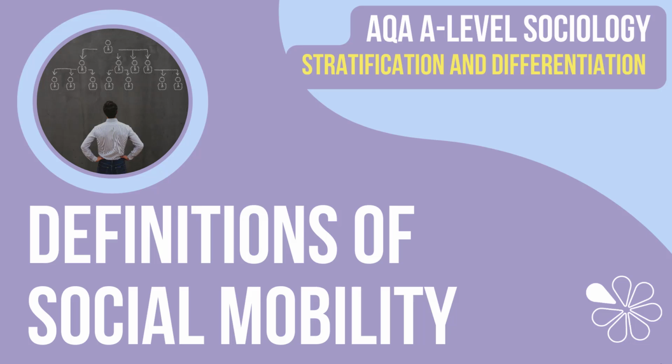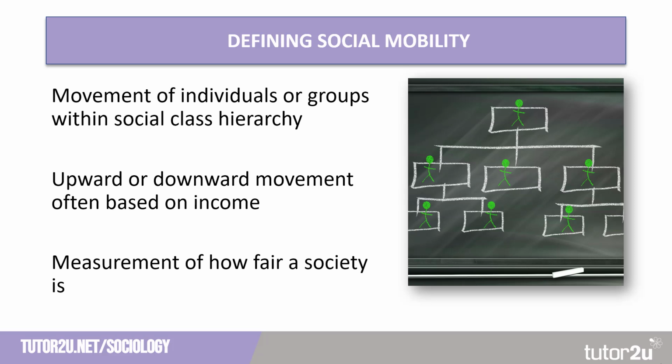In this video we're going to look at the different definitions of social mobility. Social mobility refers to the movement of individuals or groups within the social hierarchy. This movement can be upward or downward and is often measured in terms of changes in income, education and occupation. Understanding social mobility is crucial for assessing the fairness and openness of a society. In this video, we're going to look at different definitions of social mobility and the methodological issues that are involved in studying it.